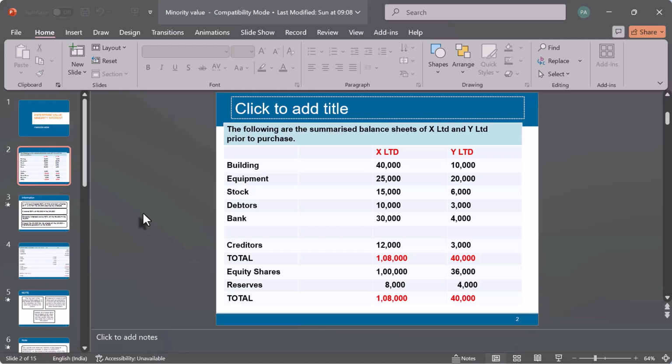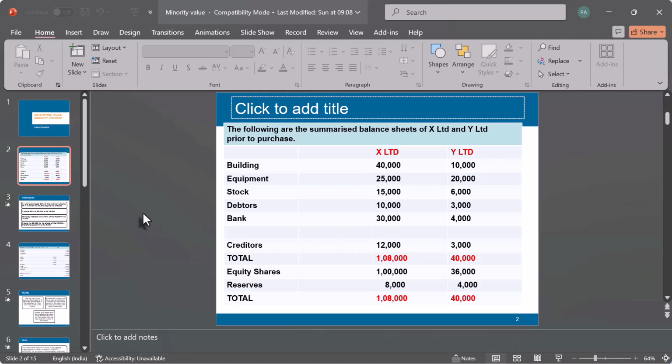So following are the summarized balance sheets of X Limited and Y Limited. Just to explain how the non-controlling interest is shown in the consolidated balance sheet and how the number is arrived at, how the liability is arrived at. X Limited and Y Limited are two companies. Their balance sheet is given. It's a tallied balance sheet with 1,08,000 as assets and 1,08,000 as liabilities. So there is some share capital and reserves, and there are building, equipment, stock, debtors, bank.